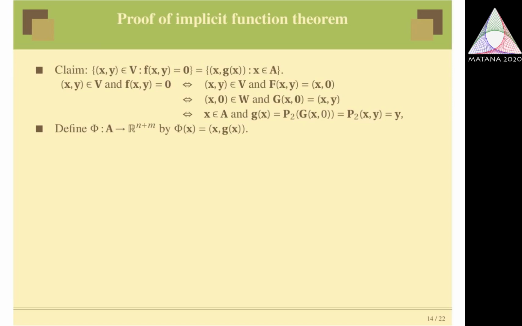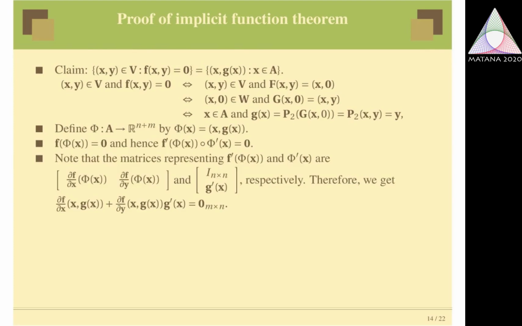Now we introduce one more function phi from A into R power n plus m by phi of x is equal to the ordered pair (x, small g of x). Using the previous claim, we get that whenever x belongs to A, the ordered pair (x, g of x) belongs to the set of all (x,y) for which small f of (x,y) is equal to 0. Therefore, small f of (x, g of x) is equal to 0 for all x in A, which implies that small f of phi of x is equal to 0 for all x in A.